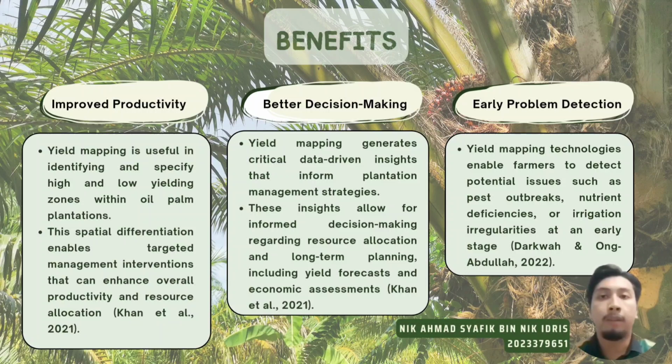Second is early problem detection. Yield mapping technology enable farm to detect potential issues such as pest outbreak, nutrient deficiency, or irrigation irregularities at an early stage. Third one is better decision making. So yield mapping generate critical data driven insight that inform plantation management strategy. This insight allow for informed decision making regarding resource allocation and long-term planning, including yield forecast and economic assessment.